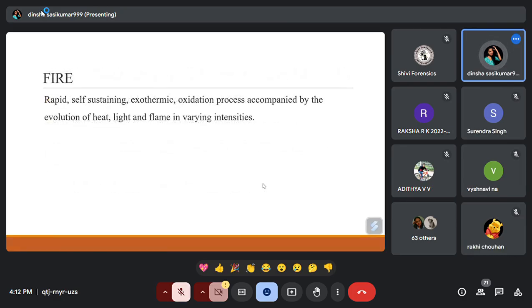Before going into the investigation process, the investigator should have a basic idea about what fire is, or the chemistry and physics of fire. So first of all, let's discuss it. Fire is a rapid, self-sustaining, exothermic oxidation process which is accompanied by the evolution of heat, light and flame in various intensities.